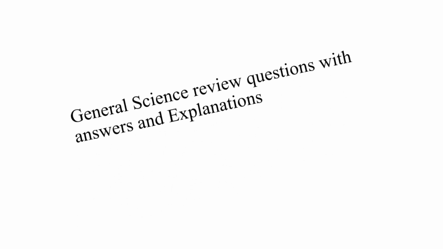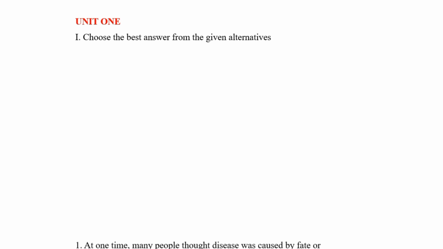This is General Science Review Questions with Answers and Explanations, Part 1 for Grade 7. Unit 1. Choose the best answer from the given alternatives.